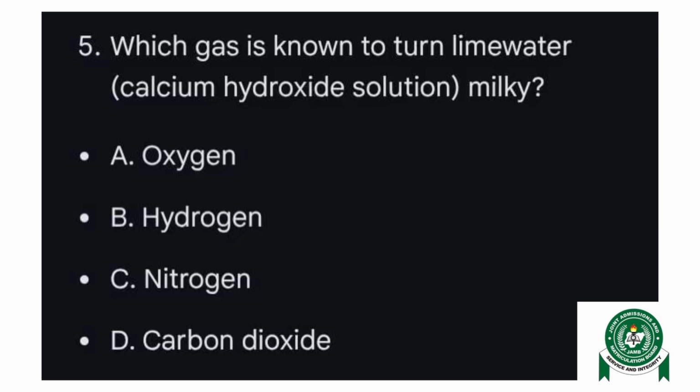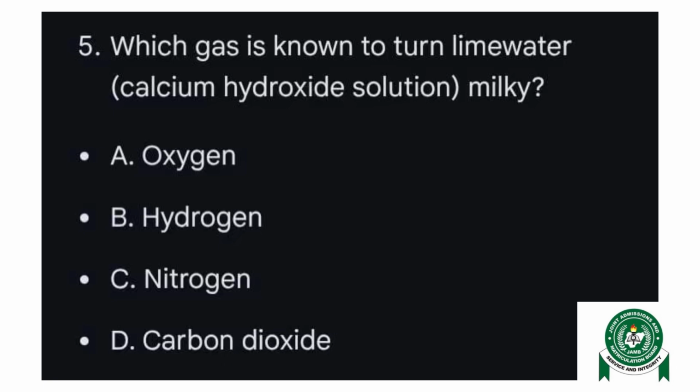The next question we have here is question 5 and is on gas test, carbon dioxide to be precise. It says, which gas is known to turn lime water, which is a calcium hydroxide solution, milky? Option A, oxygen, B, hydrogen, C, nitrogen, and D, carbon dioxide.